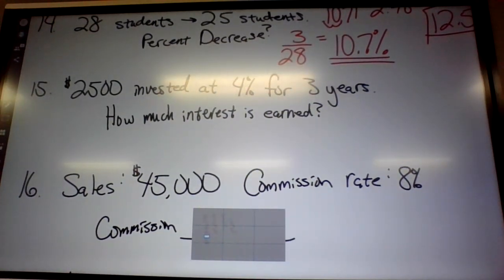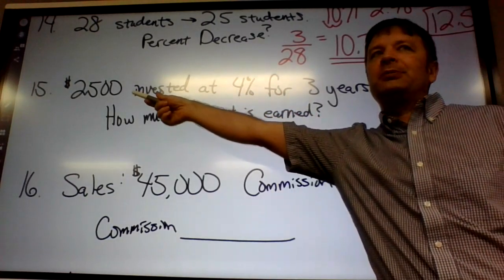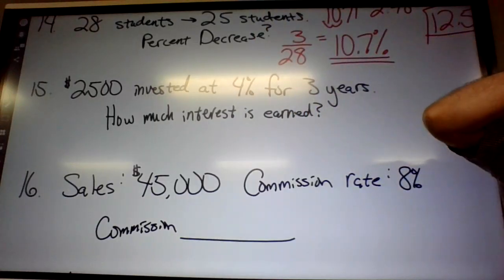15, 2,500 invested at 4% for 3 years. How much interest is earned? You guys remember this formula? How do we find interest, Bella? Principal times rate times time. So all you do is multiply those together.